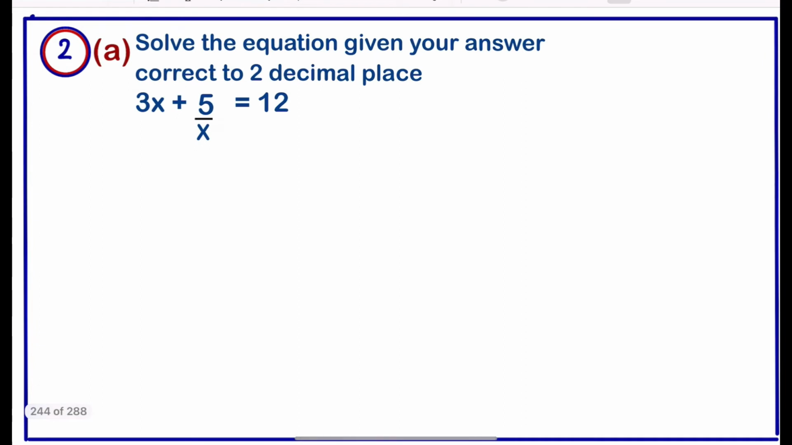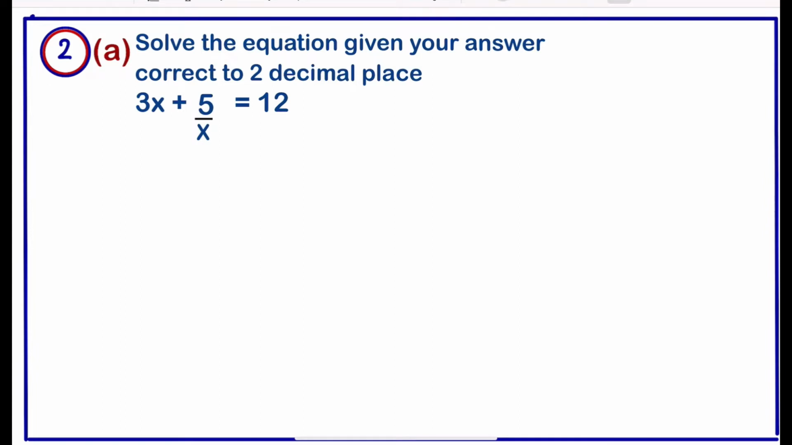So in part 2A, we have this equation which is in the form 3x plus 5x divided by 2 equals to 12. So we are having a fraction. Whenever you have a fraction in an equation, what is important to do is to eliminate the fraction. So how do we eliminate the fraction?